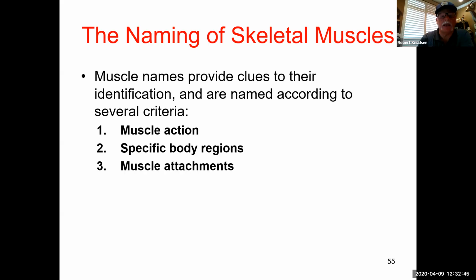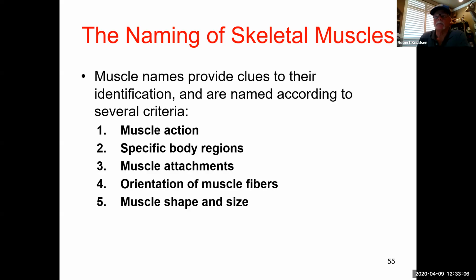Muscle attachments. I like this one. Sternocleidomastoideus. Sternocleido, clavicle, mastoideus. The big long name shows where it's attached to. And orientation: orbicularis oris. Orientation, it's round. Size and shape: magnus, gluteus. Some people got a big gluteus. Gluteus maximus. Okay, the shape.